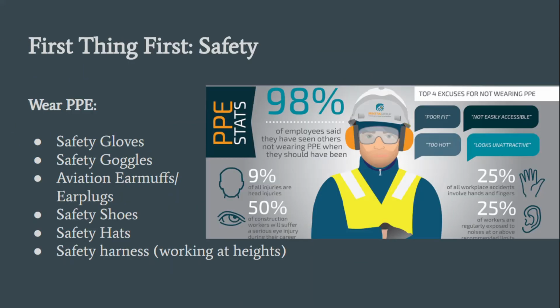First thing first, safety. In repairing structural damage, protect yourself first from risk and hazard by wearing PPE. Safety gloves. Safety goggles. Aviation earmuffs or earplugs. Safety shoes. Safety hats. Safety harness when working at heights.